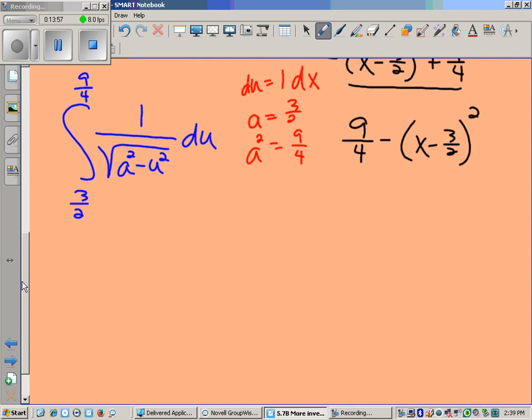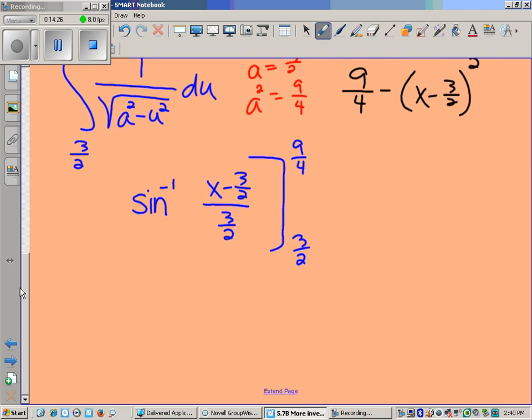What is the integral of 1 over the square root of a squared minus u squared? Can you do it without looking? It's an arc sine, isn't it? Okay, so I have arc sine, or sine inverse, of u, which was, what was it? x minus 3 halves, over a, which is 3 halves. But this time, instead of plus c, don't we have limits of integration? We have it from 3 halves to 9/4.